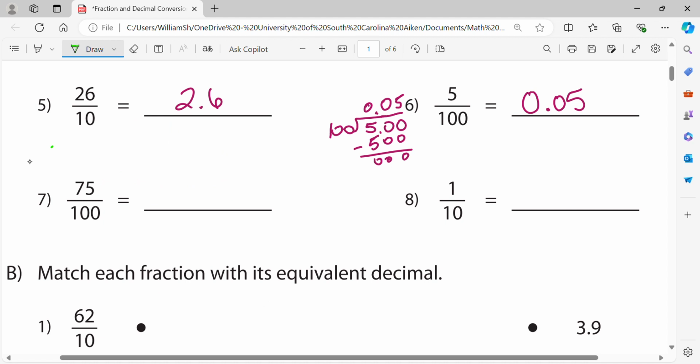75/100ths. Following the logic, because we're using a base of 100, this should be 0.75. Hopefully you're gathering that by now. But you can check it by dividing 100 into 75. I need to add a decimal 0 here. 100 goes into 750 one time.